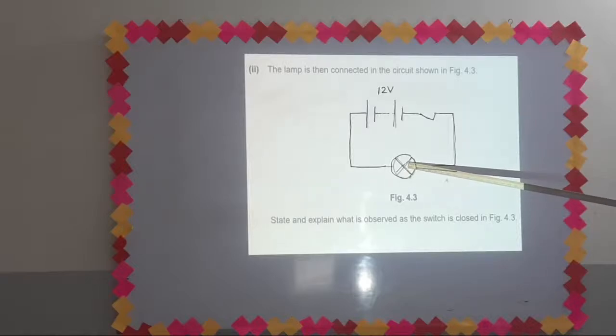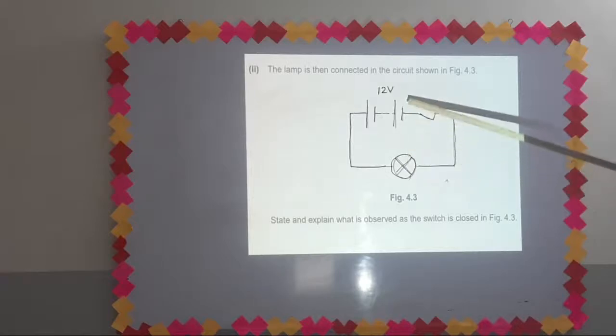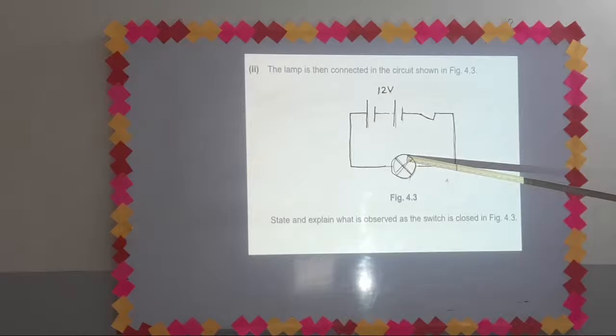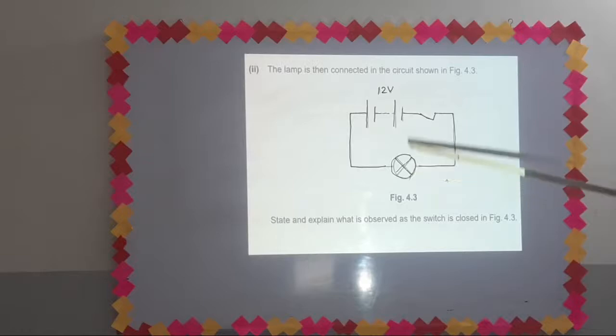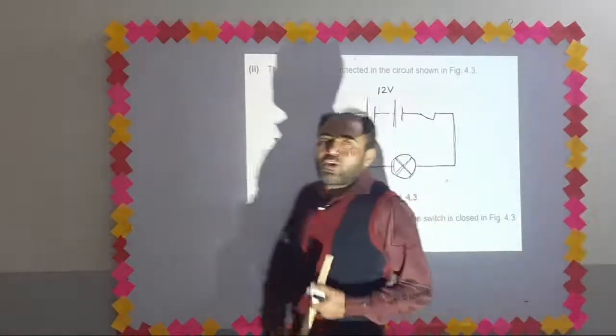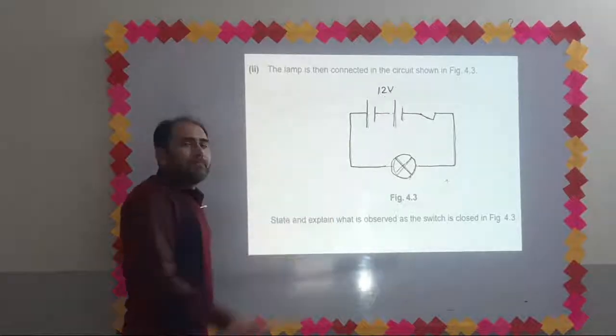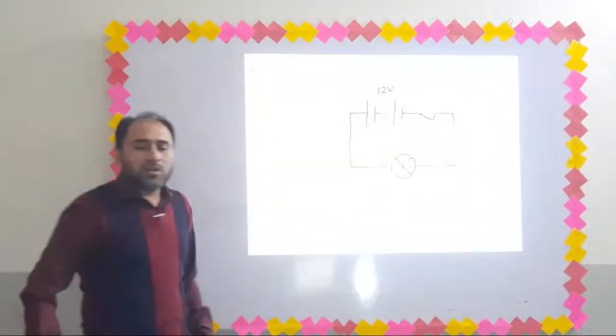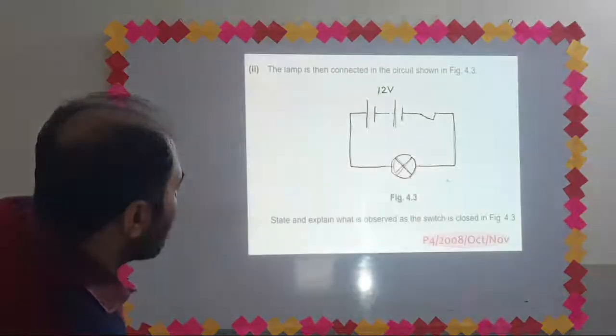But the problem is, what will happen if the bulb has maximum capacity of a 6-volt battery? As I have explained previously, in our electrical circuits, we usually use a 6-volt battery for lighting the bulb. Here in this case, I have used a 12-volt battery. So what will happen? I have increased the voltage more than the bulb's capacity. So what will happen? Let's have a look. This is a question from 2008.